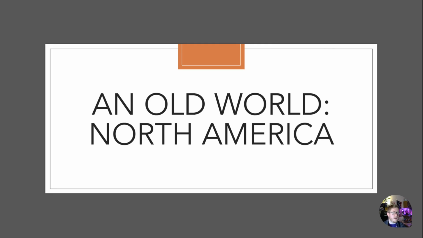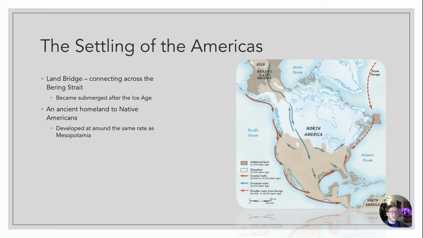So let's dive in. Our old world, I keep making that mistake, North America. So settling in the Americas. The big thing to keep in mind here, we're going way back in human history, is there used to be a land bridge connecting across the Bering Strait. So Russia and Alaska used to be connected. But later on, that's going to be submerged after the Ice Age when we get to a warming period.